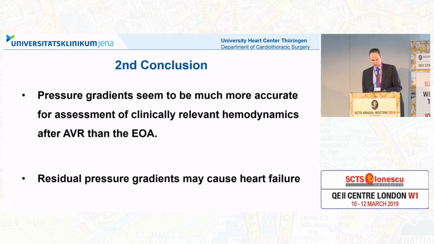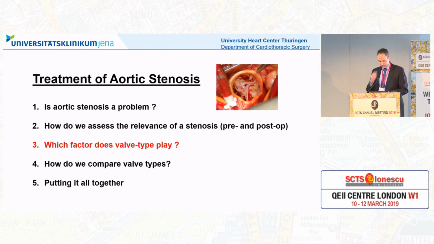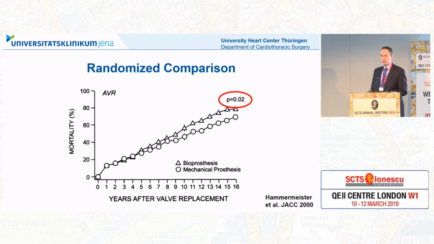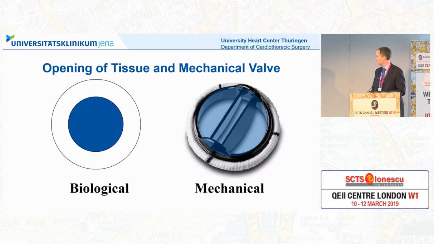So pressure gradient alone seems to be much more accurate for assessment of clinically relevant hemodynamics after AVR than the EOA or the index. And the residual gradients may cause heart failure. So which factors does valve type play then? You may have the type of valve, you've seen this all before, you have the differences, and you've seen the difference in mortality already. We've heard this in the 2 previous presentations.